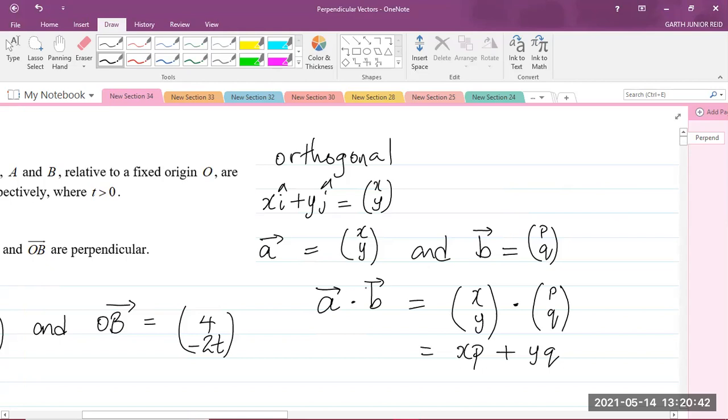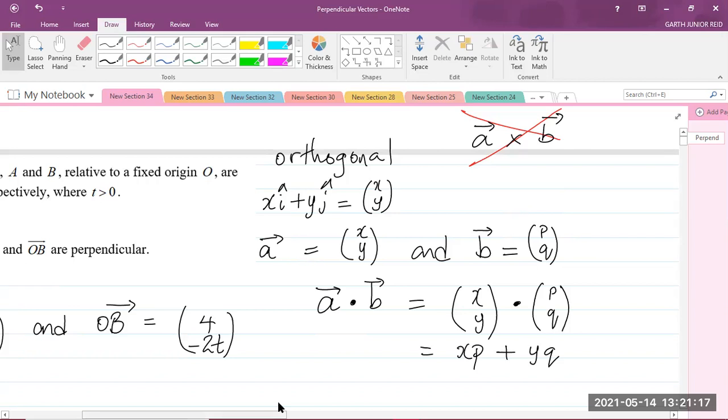Now, when you're doing the dot product, ensure to use this dot as your notation. Because if you use the notation vector A times vector B, that is something different. That is actually called the cross product of vectors, which is not in the CSEC additional mathematics syllabus. So do not use that notation. Always use the dot. I hope that is clear for you.